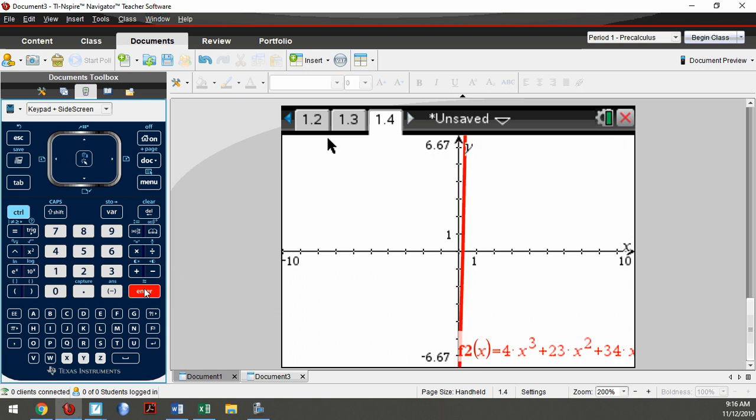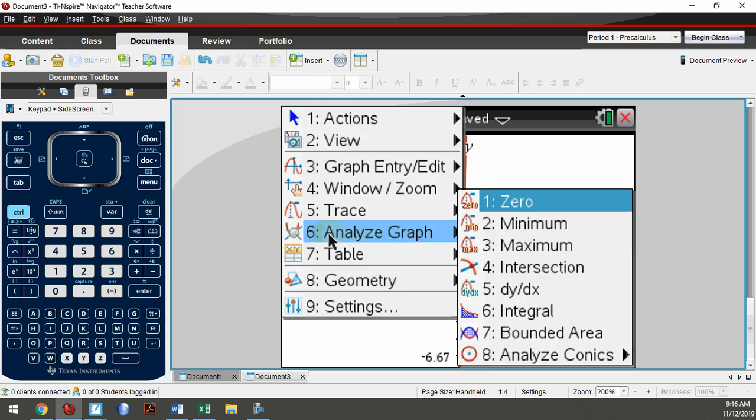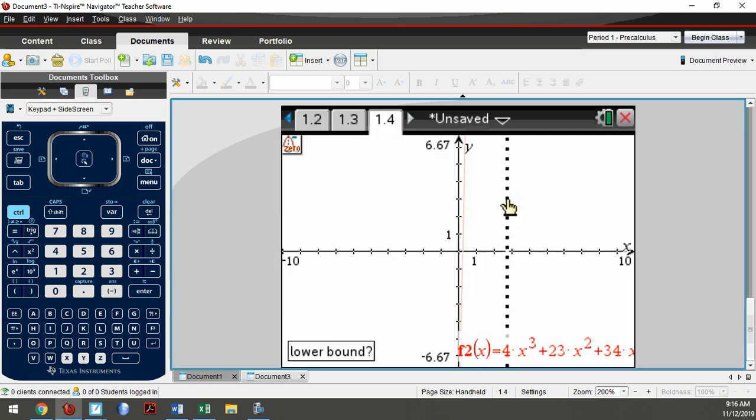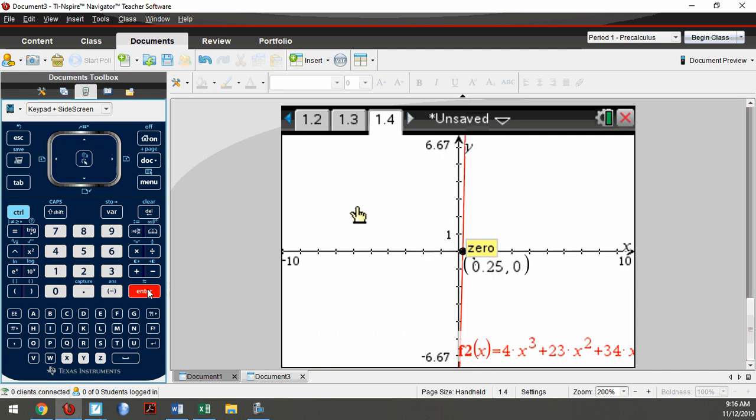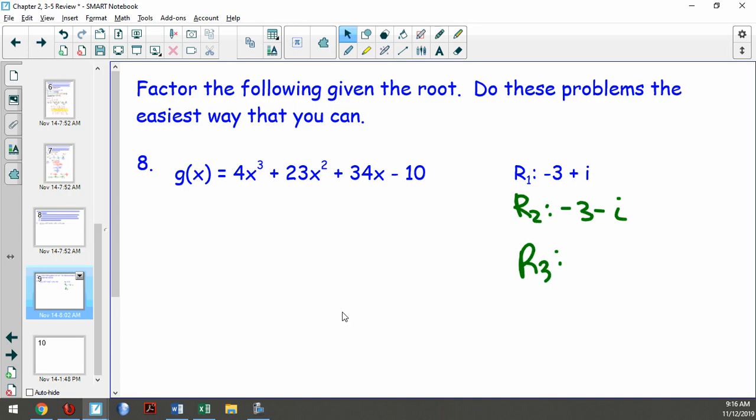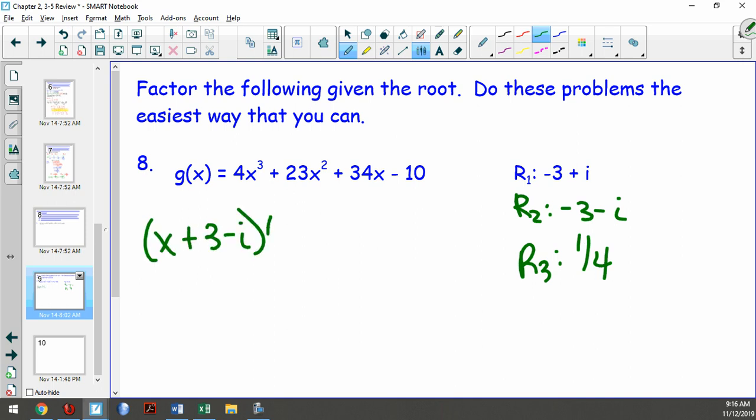Okay. Now, if you look at this thing, we know 2 of them are imaginary, right? Can I see the other one? Is it crossing the x-axis? Sure is. Menu, analyze graph, zero, right, left, and what is it? 0.25, which is 1/4. Do I have to do anything to this problem? No. All I have to do is say x plus 3 minus i, x plus 3 plus i, and then x minus 1/4.